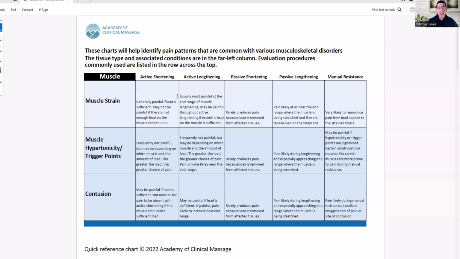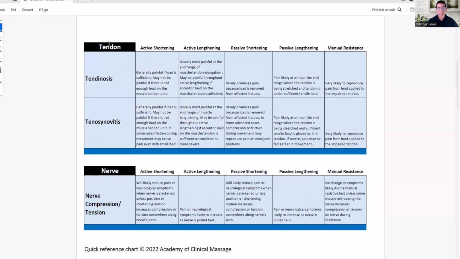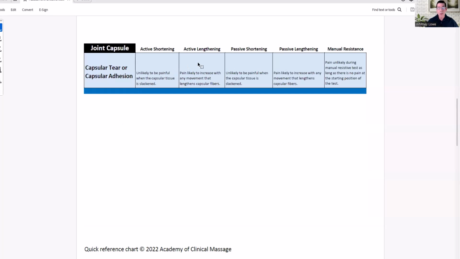So that's basically what we're doing on this assessment cheat sheet. We're taking a particular type of tissue. We're looking at the most common types of conditions or injuries that occur to that, and then looking at what happens in these 5 different types of scenarios that are going on here. Now we'll go through muscle tissue. We'll go down into tendon tissue, nerves, looking at what happens as all these tissues have various different mechanical forces subjected to them, joint capsule tissue.